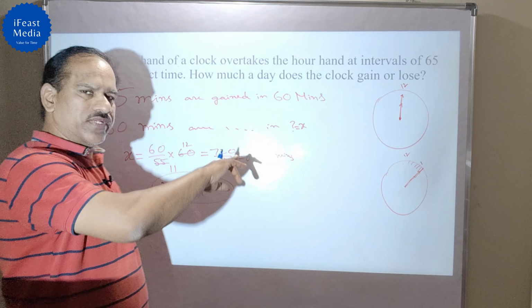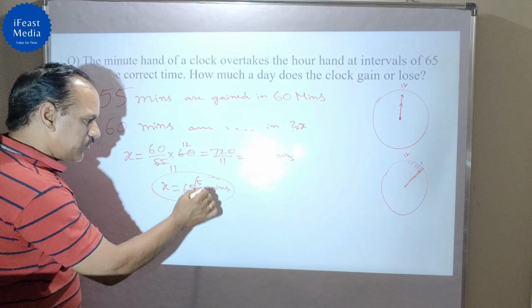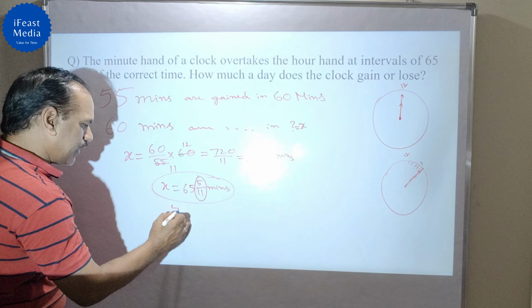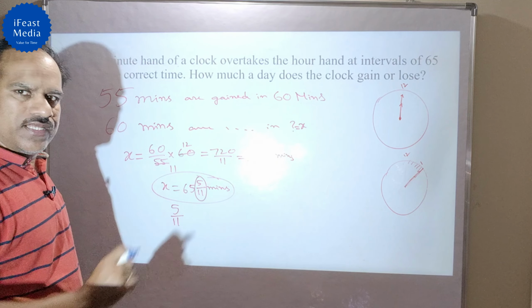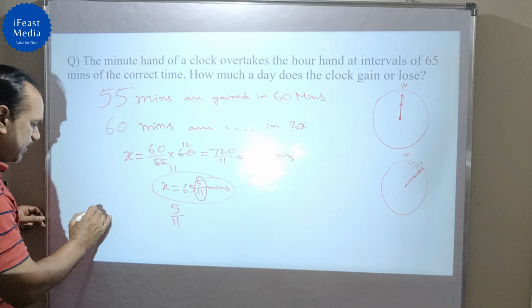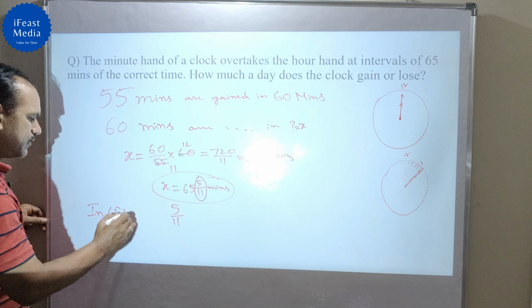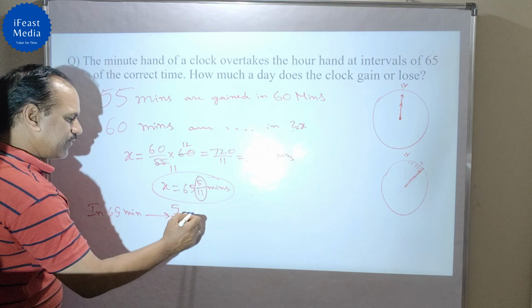So in a total duration of 65 minutes, what is that extra minute that is actually moved? It is the 5 by 11 part. 5 by 11 part of a minute is extra movement or gain. We call it a gain. So in 65 minutes, 5 by 11 part of a minute is gained.